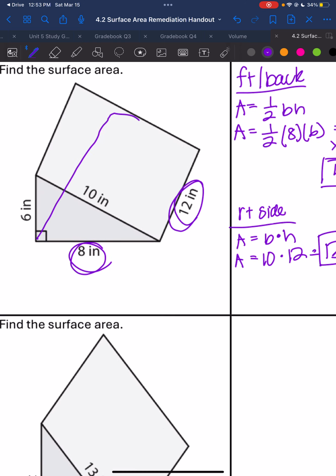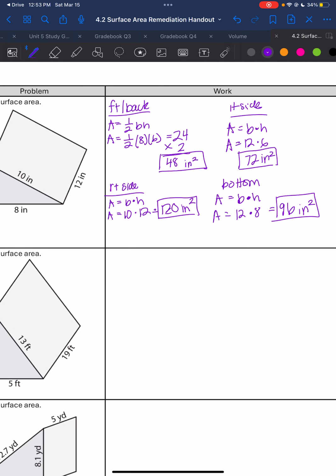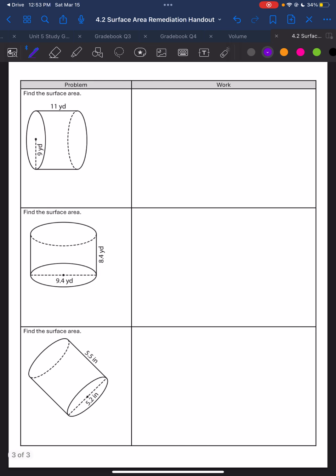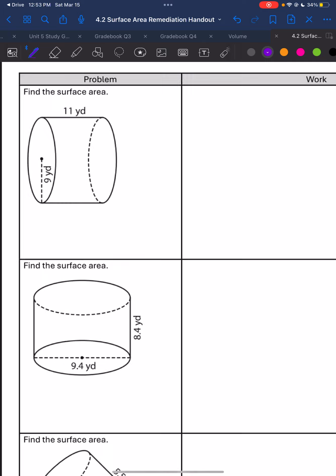Okay, so now I have all of these, all the areas of all the sides. All I have to do to find the surface area is add them together. So 48 plus 120 plus 72 plus 96 equals 336 inches squared. Okay, so now you're responsible for finding the second 2 on the page, or the last 2 on the page. And you can come back and do that, or you could do that now.